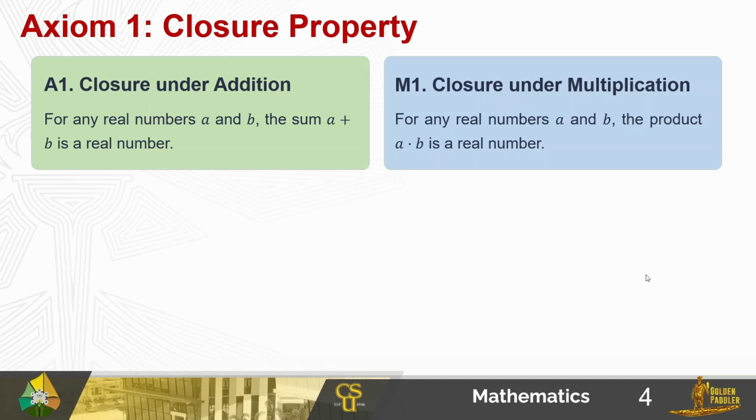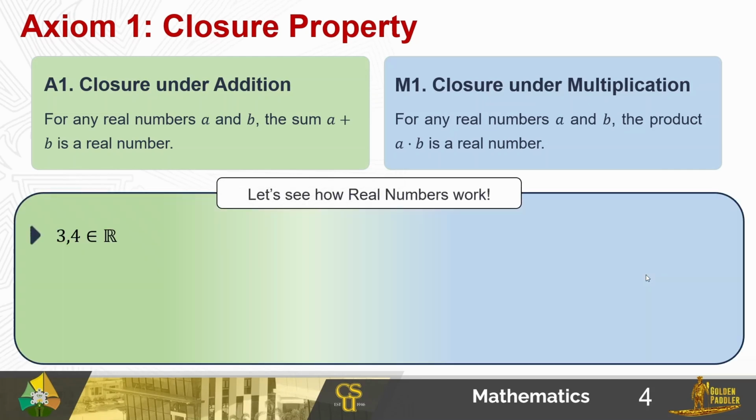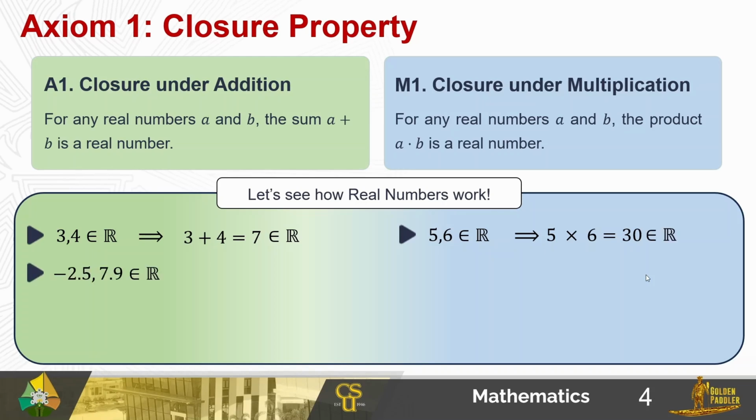So let's see how it works. Notice that 3 and 4 are real numbers. If we add 3 plus 4, it is equal to 7, in which 7 is again another real number. Similarly, 5 and 6 are real numbers. Multiplying 5 and 6 will give us 30, where 30 is again a real number. Or we can also have negative 2.5 and 7.9, which are real numbers. If we add negative 2.5 plus 7.9, we get 5.4, which is again a real number.